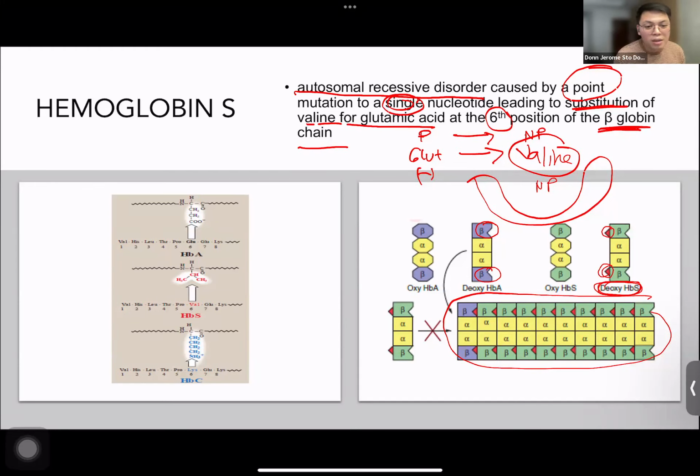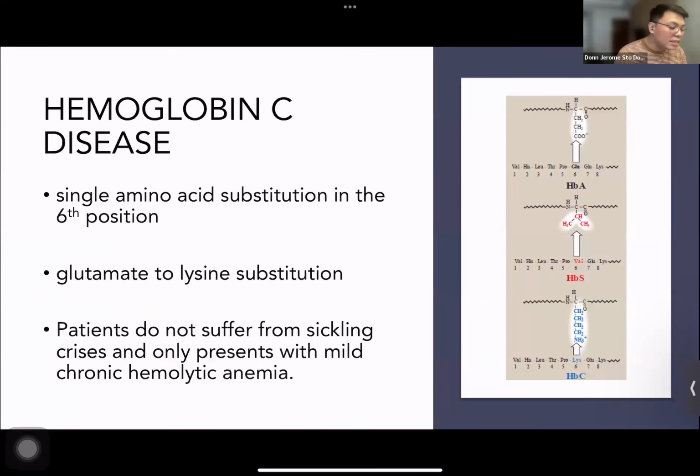For example, in the brain, you can have stroke-like symptoms, or in the heart, you can have myocardial infarction or acute chest syndrome. Okay? Hemoglobin C disease, on the other hand, is the same amino acid, same position, the 6th position, in the beta globin gene, in the beta globin chain. This time, you have a glutamate to lysine substitution. That is a form of a polar to polar substitution.